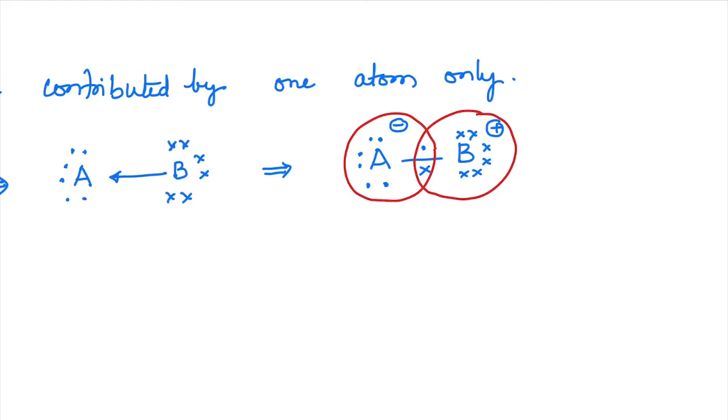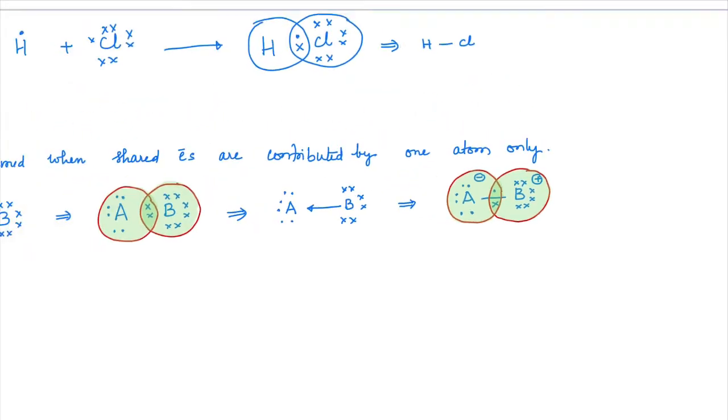Okay, hence I can say that again the octet of A is complete here. So A has completed its octet. At the same time, B has also completed its octet, because that is also showing an 8 electron system. So this is the way you can show that both A and B are completing their octet.